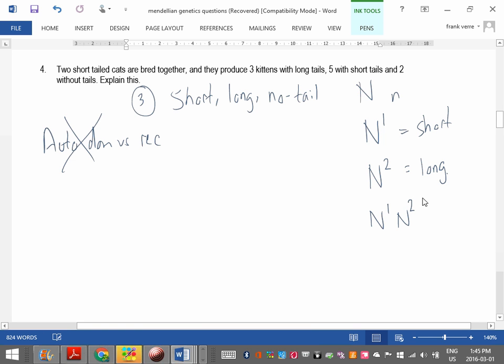Okay, let's see if this makes sense. Oh, I'm sorry, no tail. Okay, I'm not saying this is right, by the way. Let's see if it makes sense, right? Okay, so what would a short tail be then?